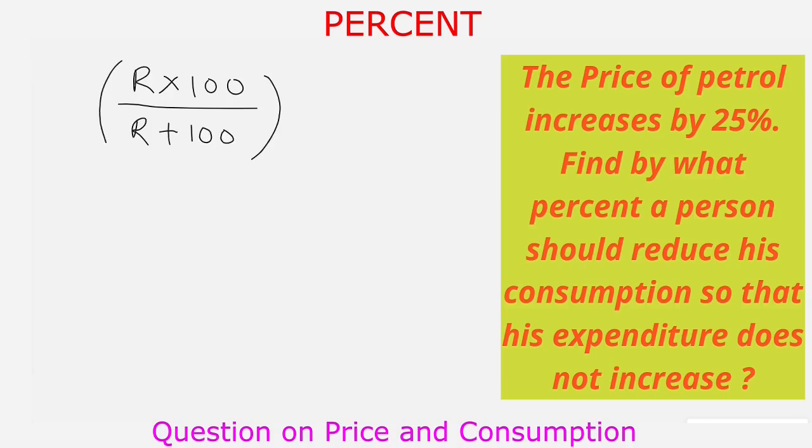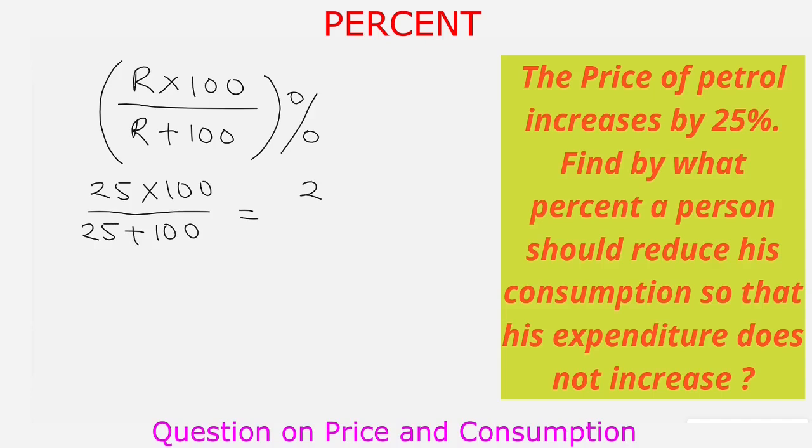Here R is that percent by which the rate has increased, and this gives that percent by which the consumption has to be reduced. So we put the values like this. R is the rate by which the price has increased, that is 25%. So we write 25 multiplied by 100 divided by 25 plus 100.